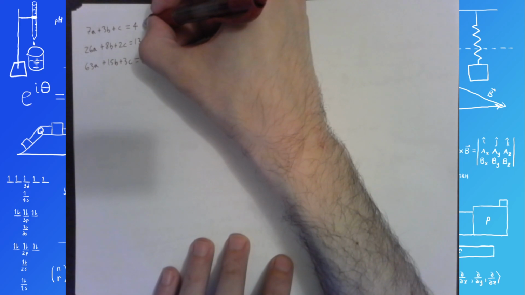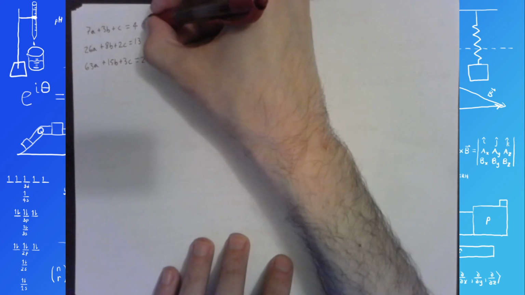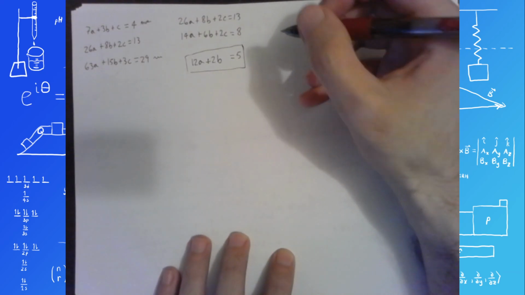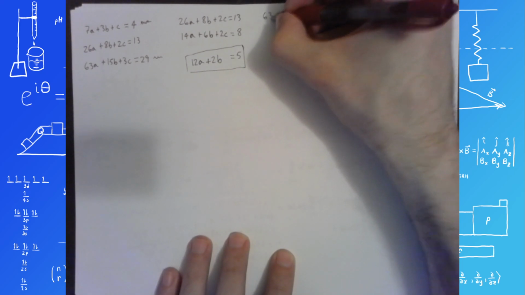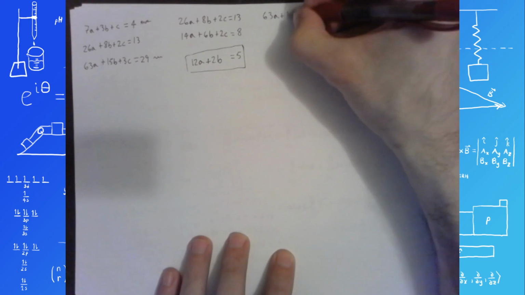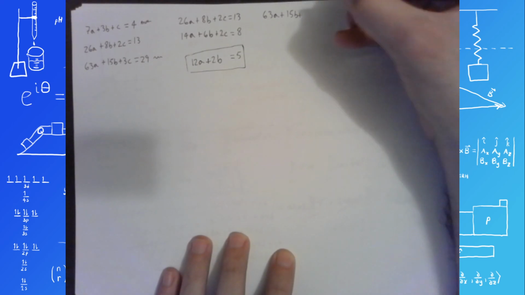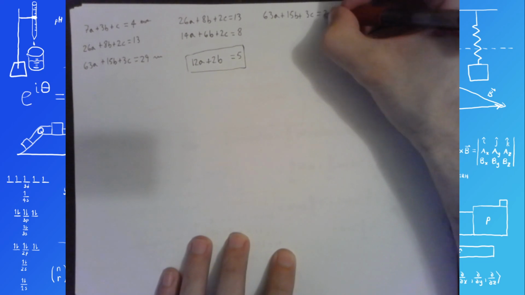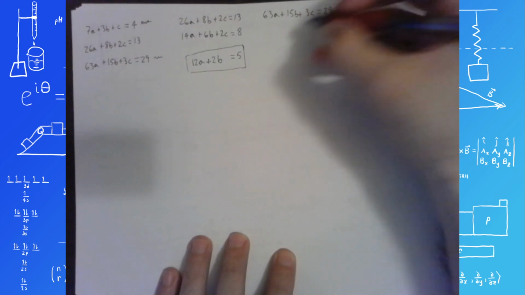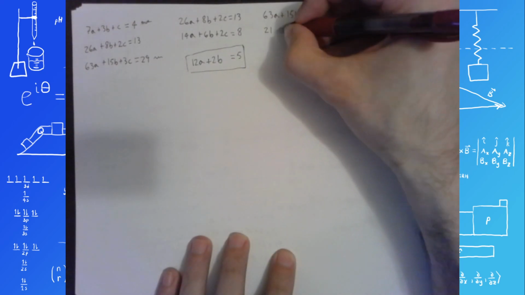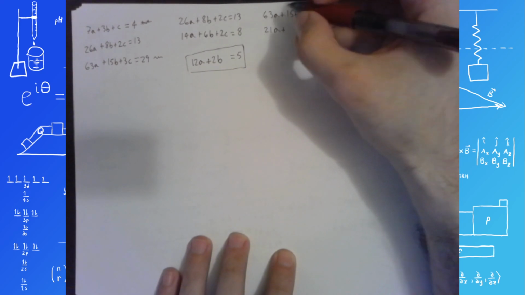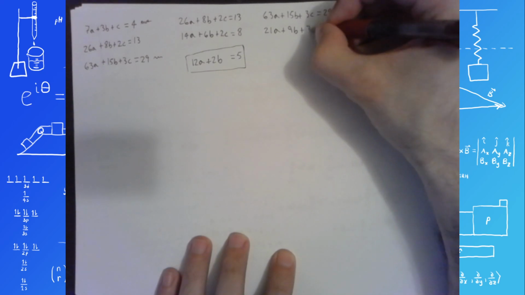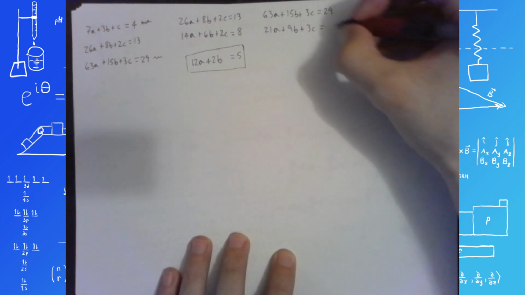take this equation with this one, and I'm going to multiply the first equation by 3 this time to eliminate the 3c. So 63a plus 15b plus 3c equals 29, and 3 times this, so that's going to be 21a plus 9b plus 3c equals 3 times 4 is 12.